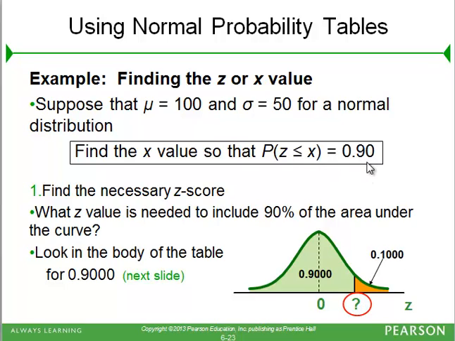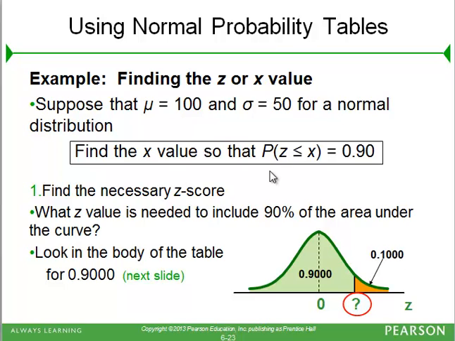So let's say there's a 90% probability that the value is going to fall into which range. That is the question. First, let's find the necessary Z-score. Based on the Z-table, once we know the size of the area, we can find the Z-score first, and then we convert the Z-score back into the x value.